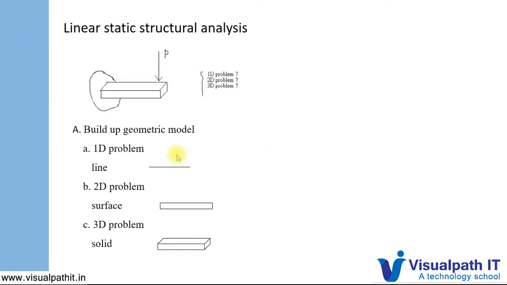Now we can represent the geometry in three different ways. It can be a one-dimensional problem, a two-dimensional problem, or a three-dimensional problem. In a one-dimensional problem, this cantilever beam will be represented as a single line, in a two-dimensional problem it will be a surface, and in a three-dimensional problem it will be our regular cantilever beam, which is solid in nature.